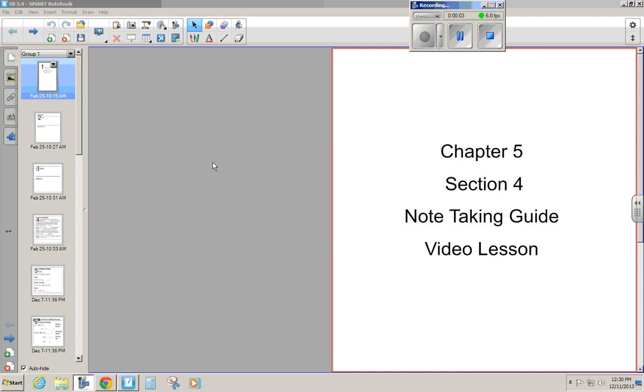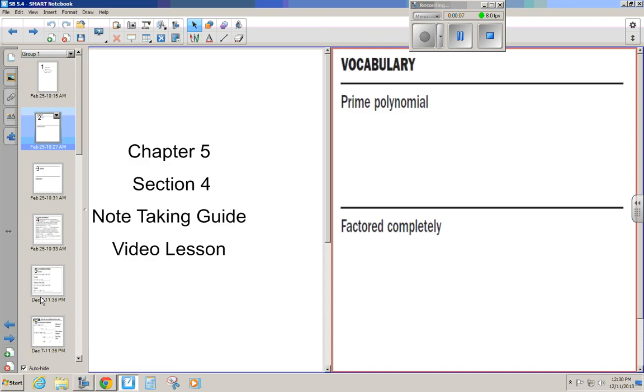Welcome to Chapter 5, Section 4, Factor and Solve Polynomial Equations. You're going to have to take back a lot of the factoring we did from Chapter 4 and remember how to do some of it here.